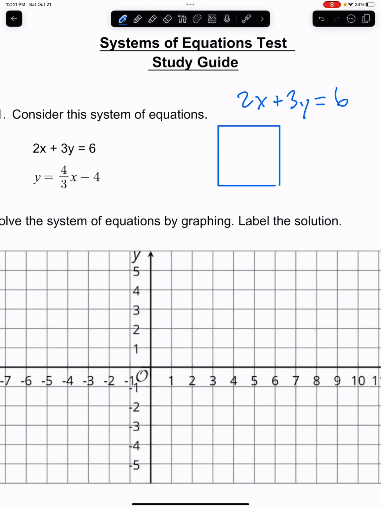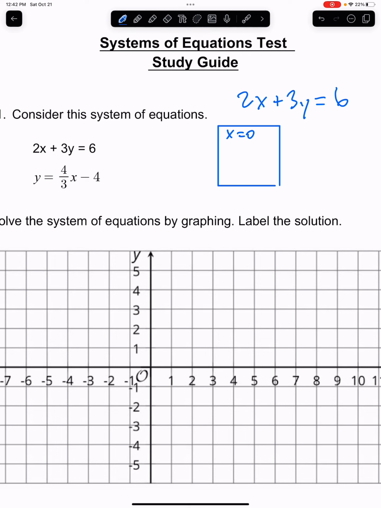So I'm going to consider what happens when x is 0. Why do we care when x is 0? Because that's going to tell us our y-intercept. We're trying to find out where the graph crosses this y-axis, and that is when x equals 0. So let's consider when x equals 0.